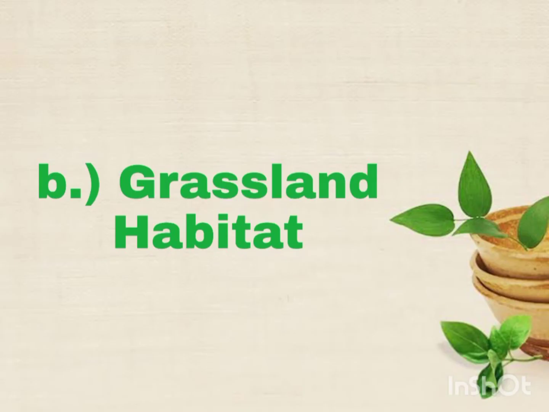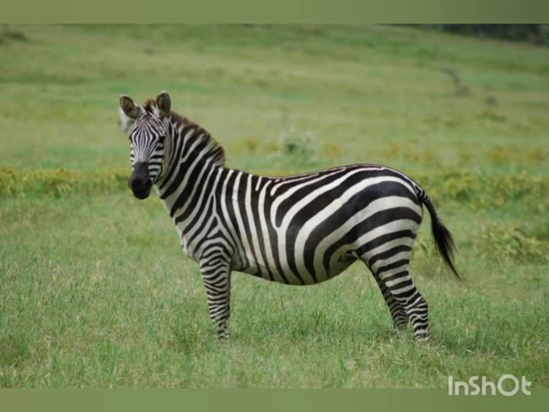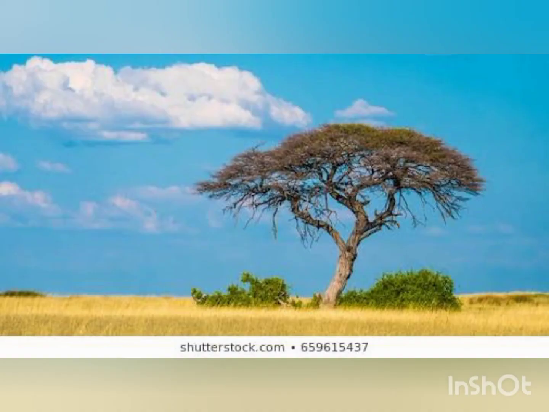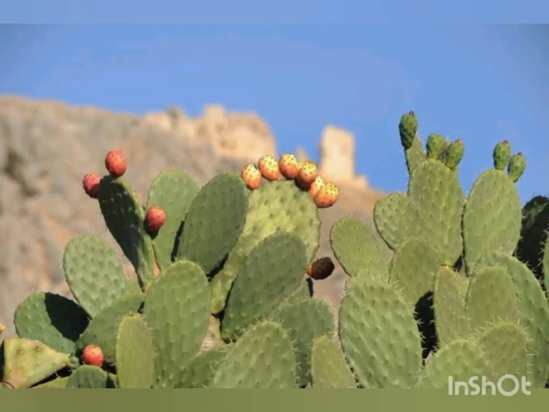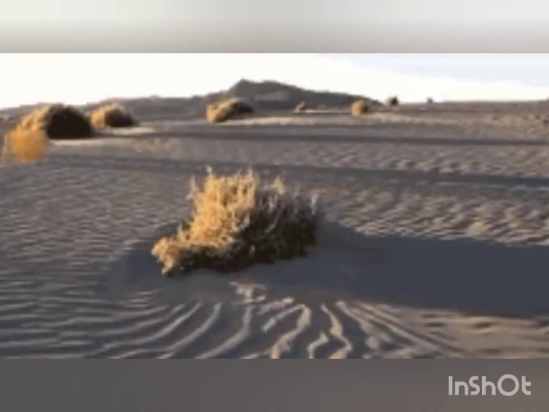Next, grassland habitat. Grassland is an area where the vegetation is dominated by grasses. Grasses range from short to tall. For example, savanna grassland. The third type of terrestrial habitat is a desert habitat. A habitat without much water is called a desert. Deserts are the driest place on earth. They get less than 25 centimeters of rainfall annually.